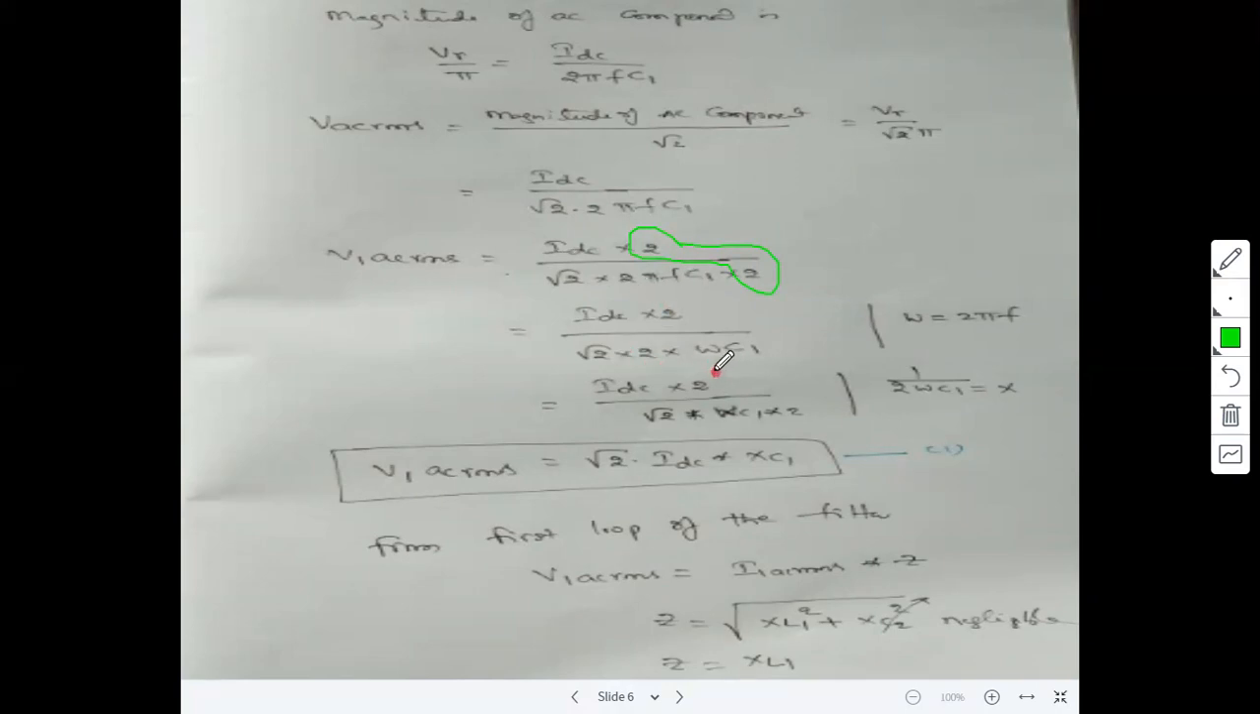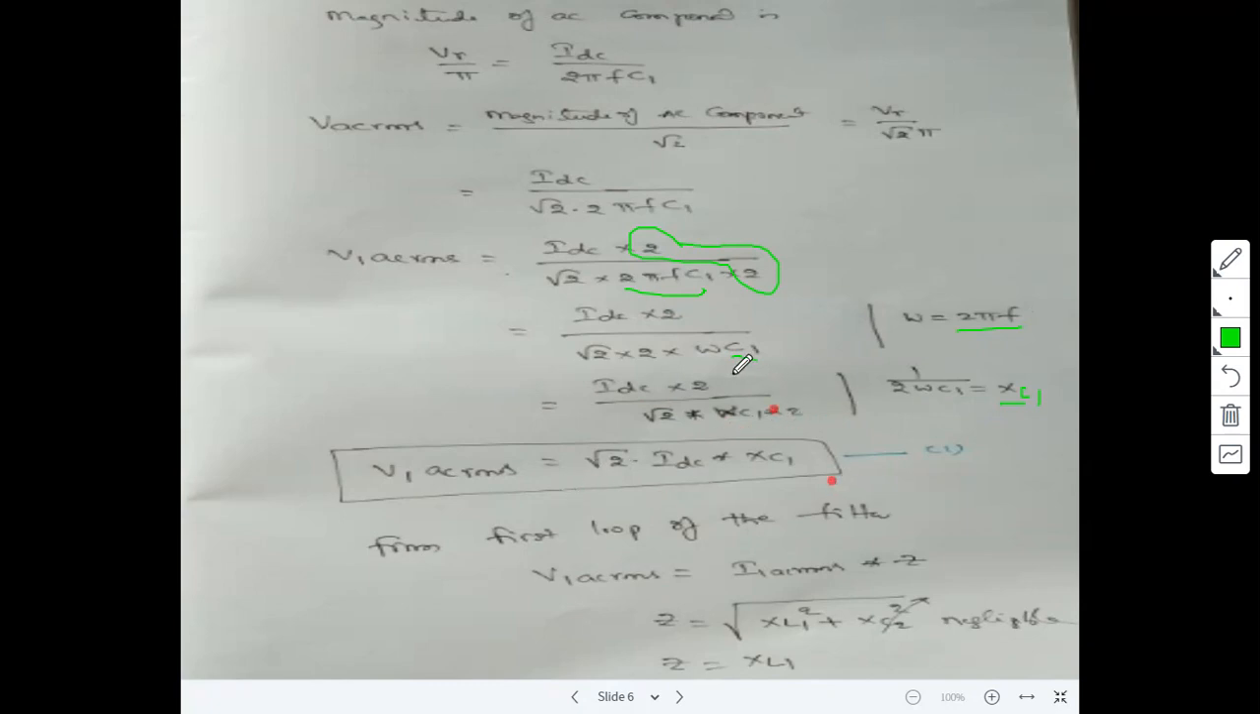Here omega is 2 pi f, and C1 as it is. Then 1 by 2 omega C1 is equal to X, that is equal to XC1. Then IDC into 2 by root 2 into omega C1 into 2.